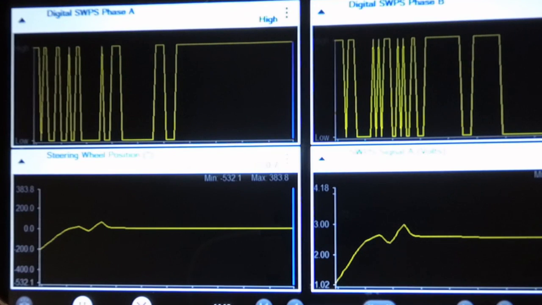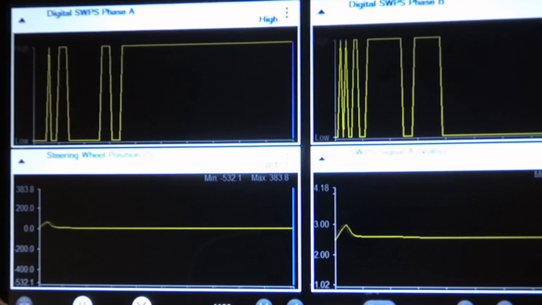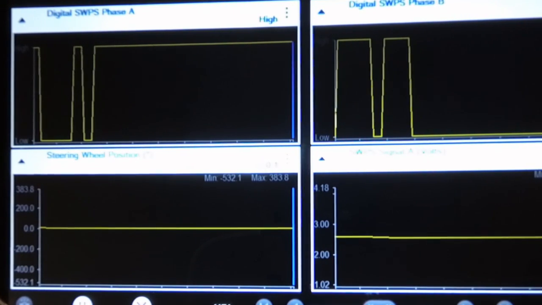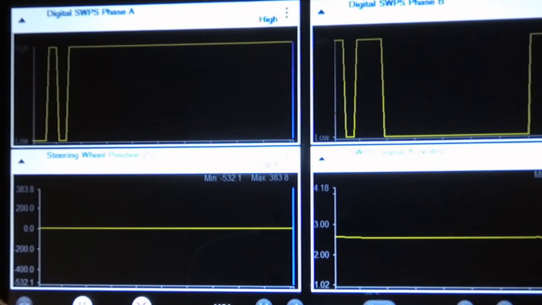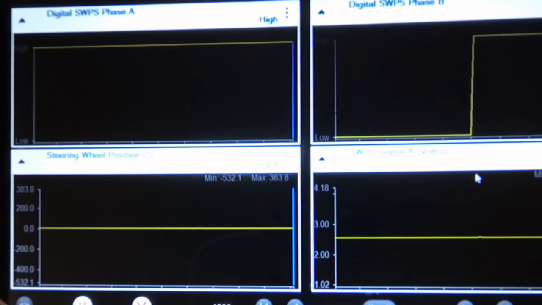Well, it seems to be working fine. It's not setting any codes. Before, it would set that fault code for the position sensor implausible, I believe it was. So we'll call this one a wrap. Seems to be good. We'll take it for a road test, and see if anything comes of it.